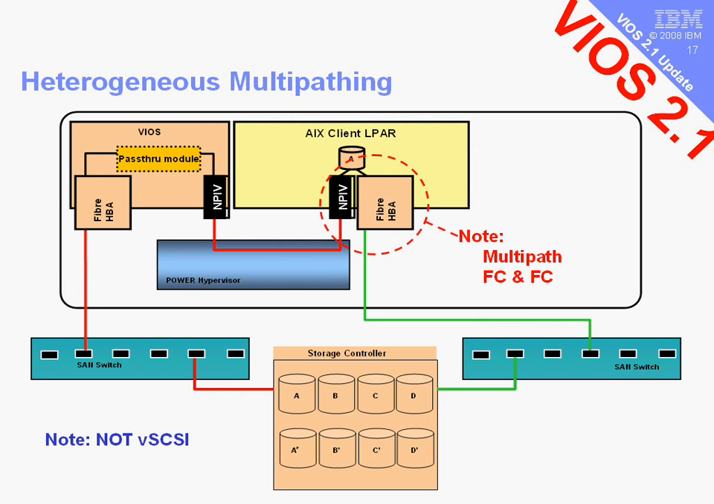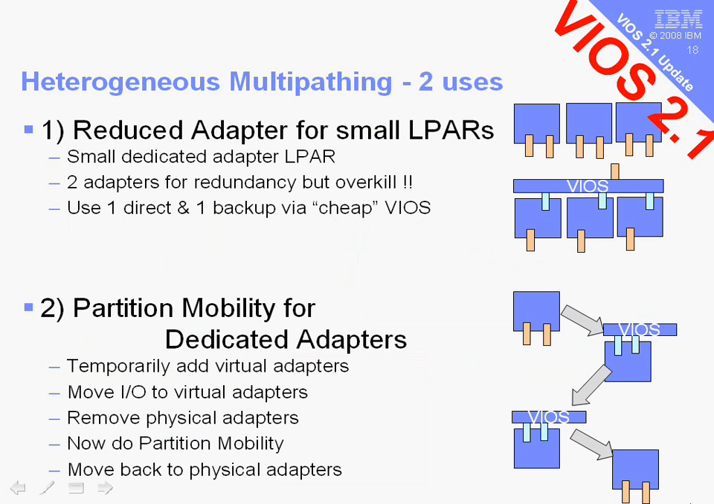The next subject is heterogeneous multipathing. This is where we have a real regular fiber channel adapter in a client logical partition and the virtual NPIV fiber channel adapter in the client partition that runs through the VIO server and out into the real world. So we could have, as an example, one real adapter and one virtual adapter in the client. Two immediate uses for heterogeneous multipathing.